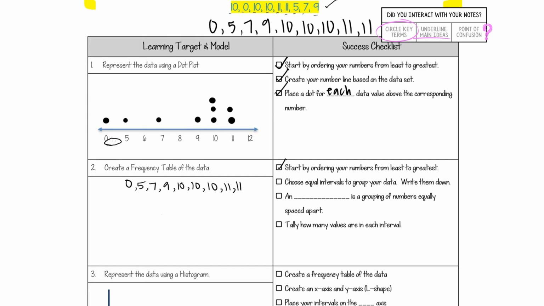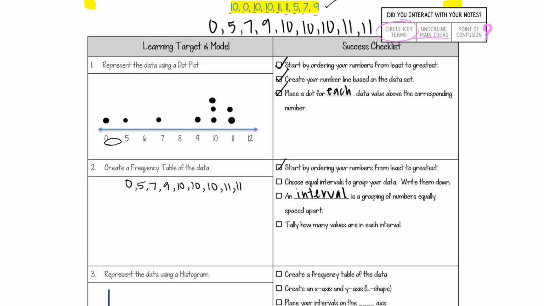Write them down. Okay, so an interval, this is the next one. We can't create intervals if we don't know what they are. An interval is a grouping of numbers equally spaced apart. What that means is it's kind of like skip counting, 5, 10, 15, 20, or 2, 4, 6, 8. The same amount of numbers are between those values you listed.